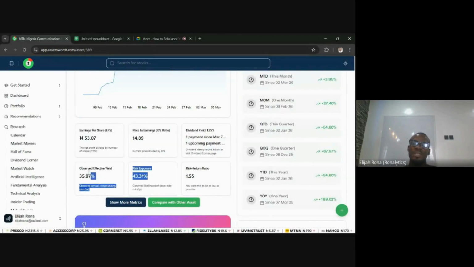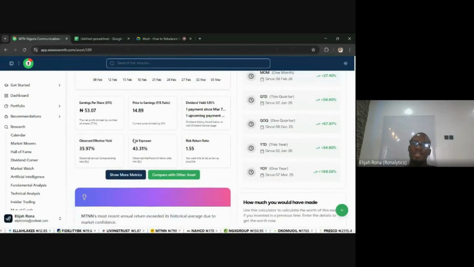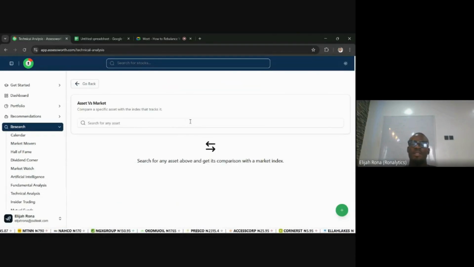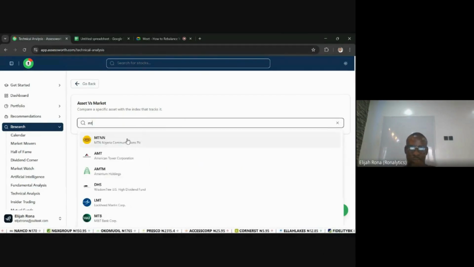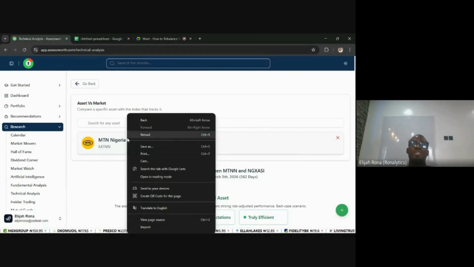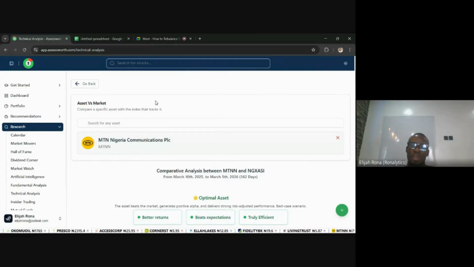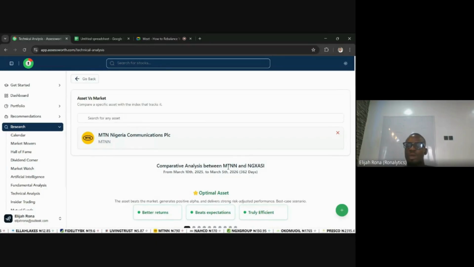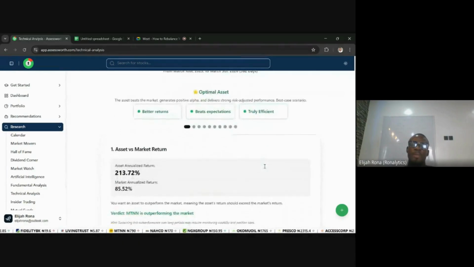So all this data you see here, it wants to play safe. But if you are not somebody who wants to play safe, you want it as it is hot, there are still some data sources for you. Come to the technical analysis page. Inside asset versus index, then search for the asset you want here. This page on Access Words helps you compare MTN with the NGX All Share Index, which is the index that tracks Nigerian stocks. If you search for a United States stock, it would compare that stock with the S&P 500.